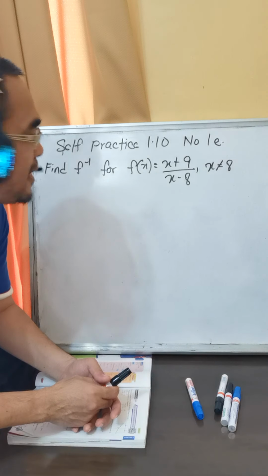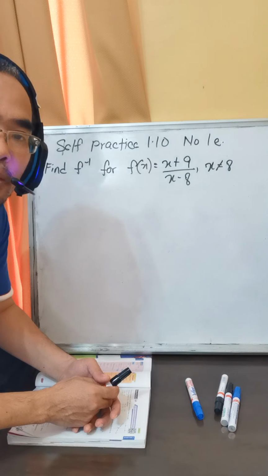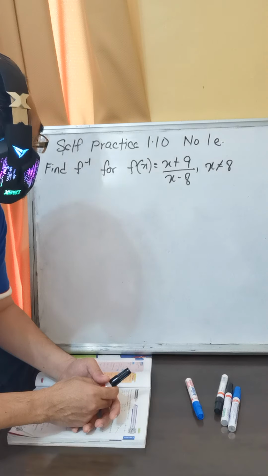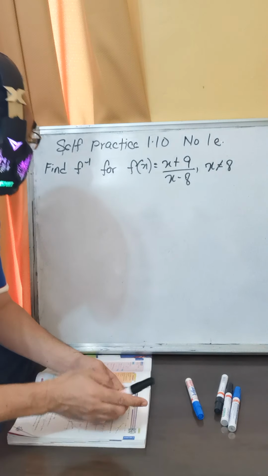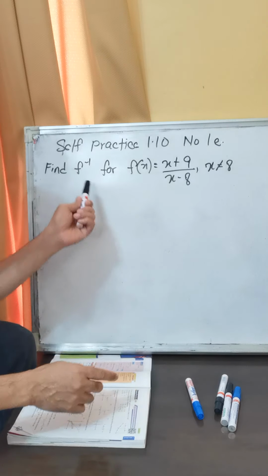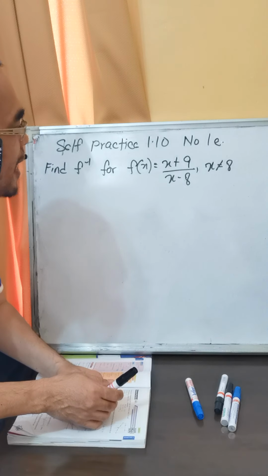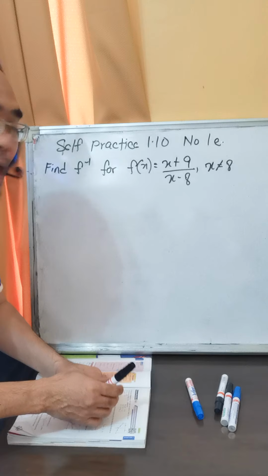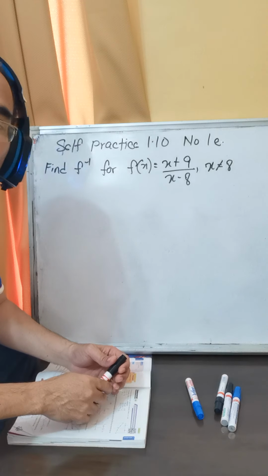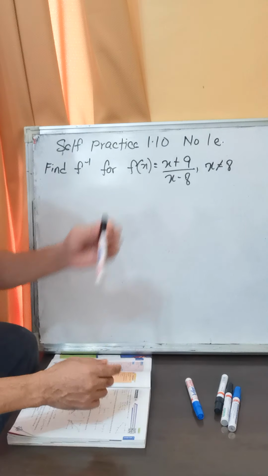Number 1E. Okay, so this is a revision for Chapter 1, Form 4 Maths. Find the inverse function, f to the power of negative 1, for f(x) equals (x plus 9) over (x minus 8), x is not equal to 8. So how to find this?